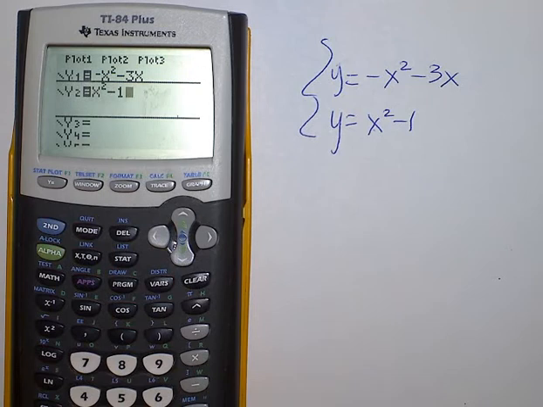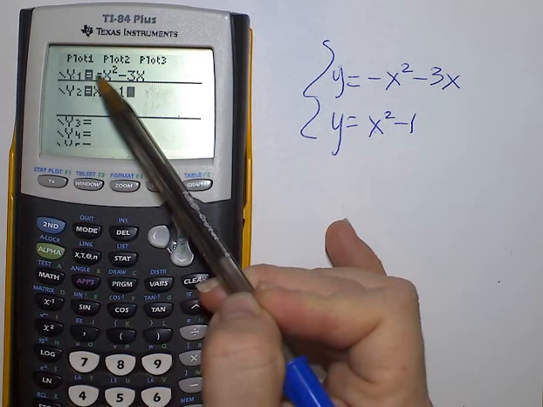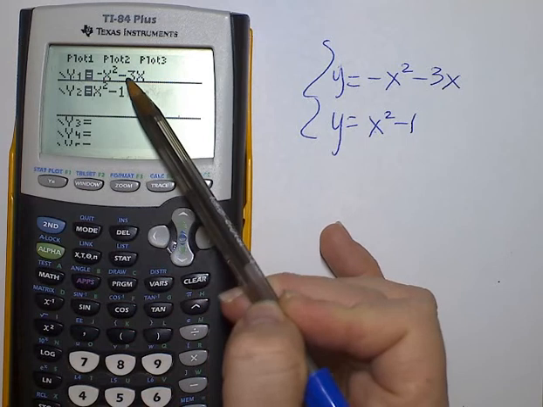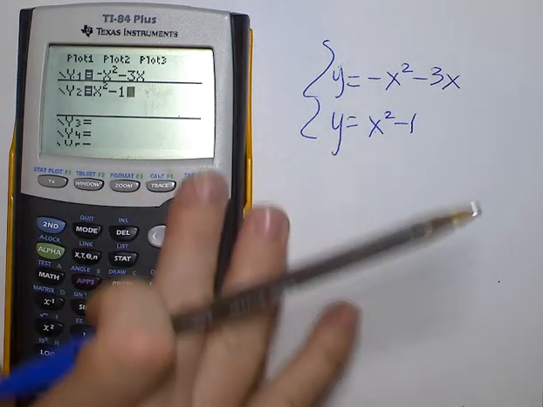In the past, a few mistakes I've seen students make is they don't put a negative here, they put a subtraction. This is a negative out front, and these are subtractions right here. Go to graph, let's see if we can see the intersection points.